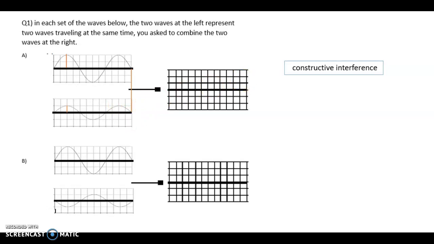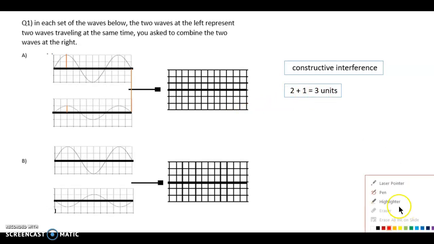Now I have to study the amplitude for each wave. At the first wave I have this amplitude, 1, 2. At the second wave I have this amplitude 2. So I add them. 2 plus 1 equals 3 units. So here I have to add them, 3 units.